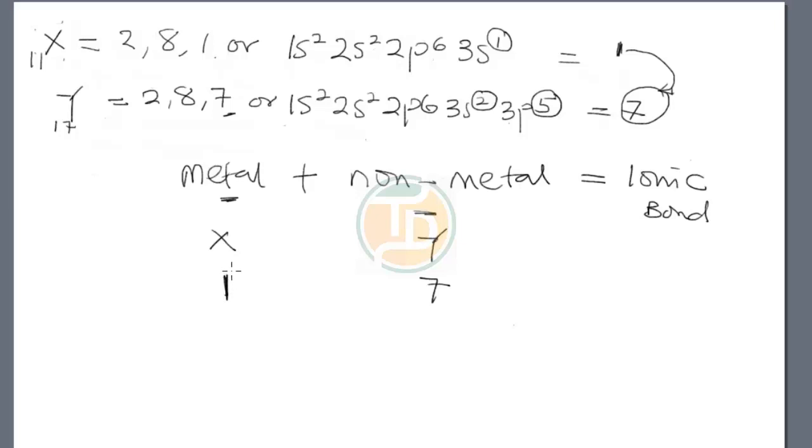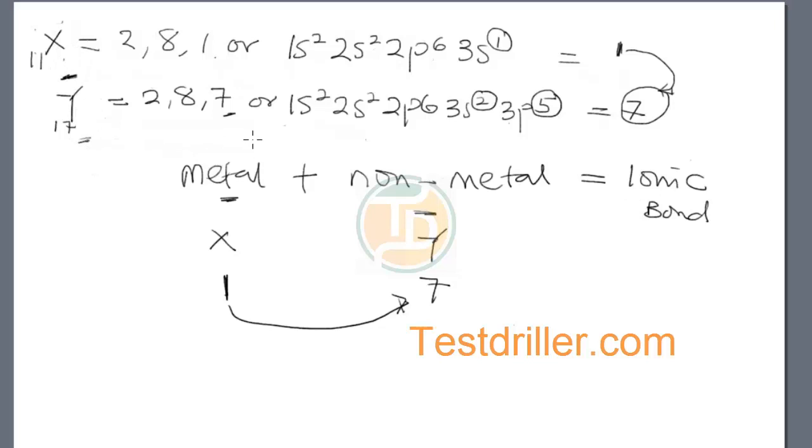So what happens is, a metal usually donates electrons, while a non-metal accepts electrons. So X gives Y 1 electron to become an octet. As a result of this explanation, the only bond that can be formed between X and Y is an ionic bond, or you call it electrovalent bond.